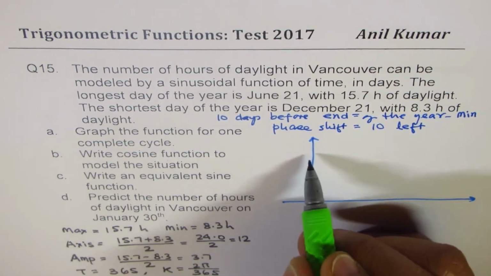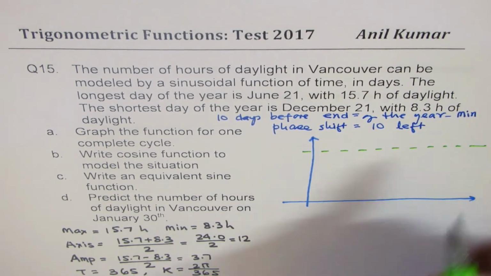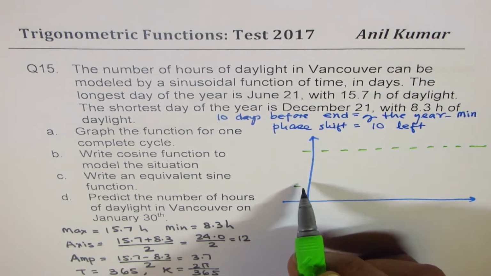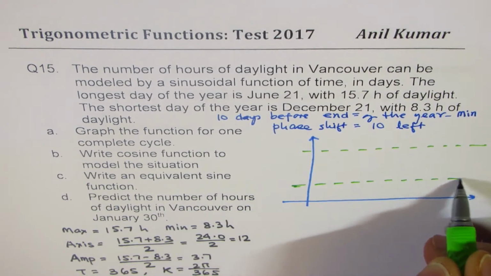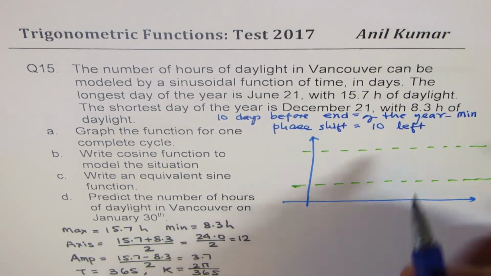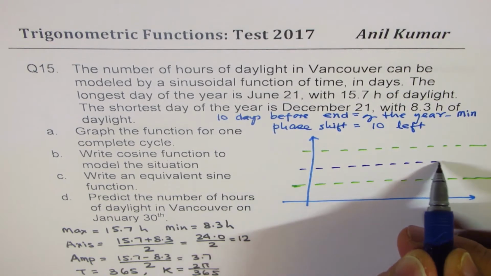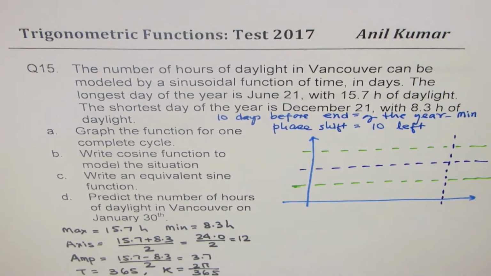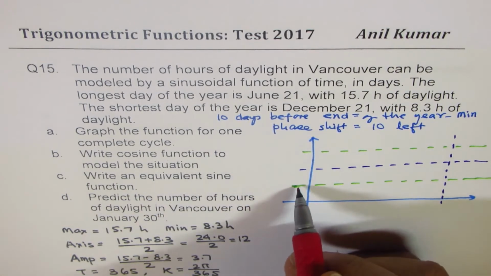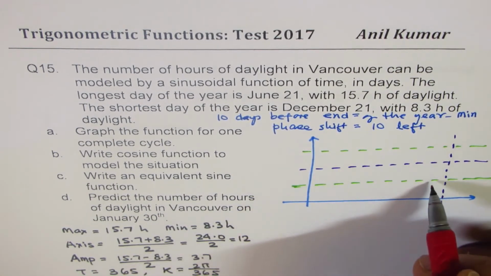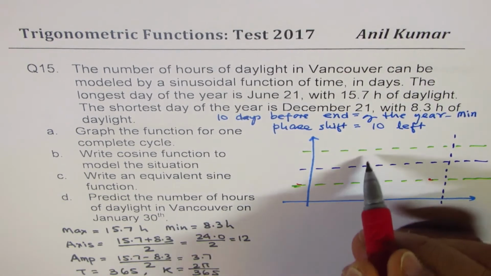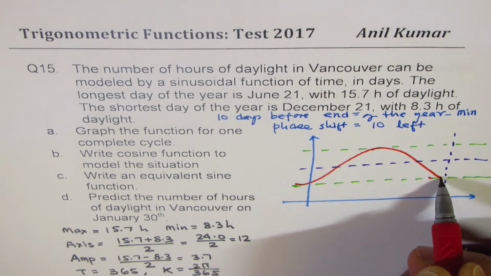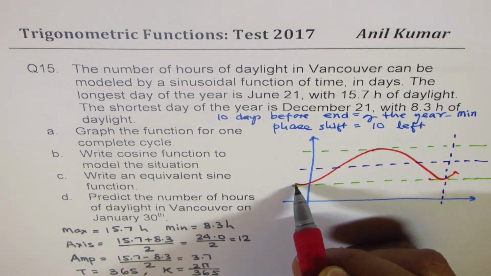So maximum is 15.7. Let us say this is the maximum limit for us, 15.7. The average is 12 and minimum is 8.3. So let's say this is 8.3 for us. The average is between the two, so we'll call this 12. Let's complete the cycle of 365 days here. In that case, I could sketch the function 10 days before, right? So 10 days before we'll have a minimum here, and somewhere in between we'll have the maximum. So the graph will look like this. Right? So that becomes one cycle.